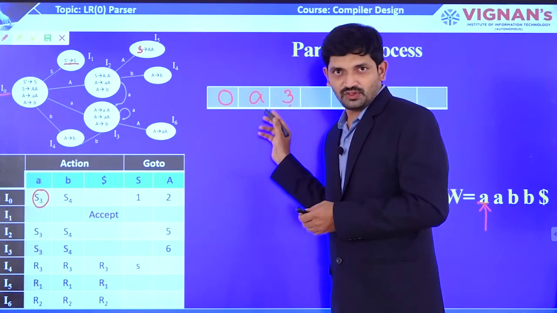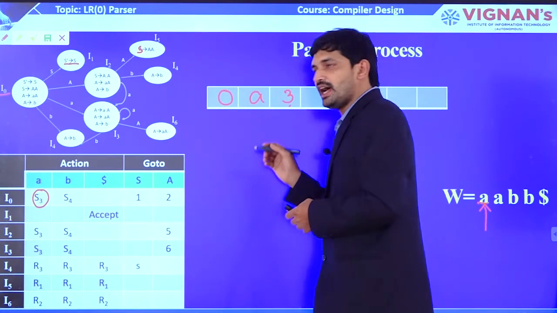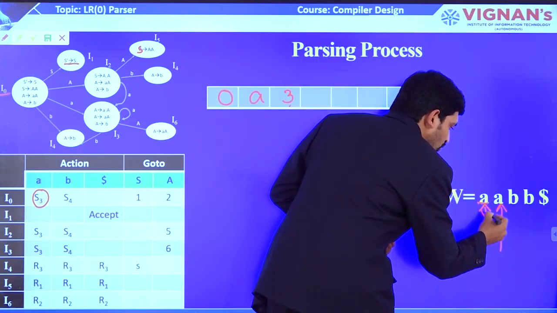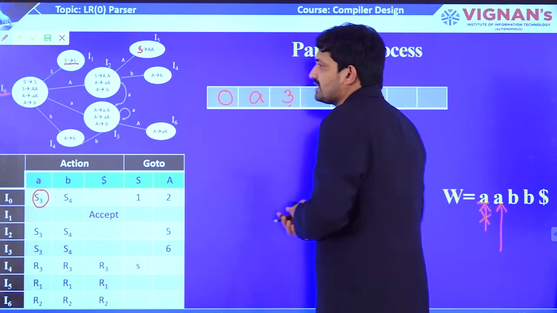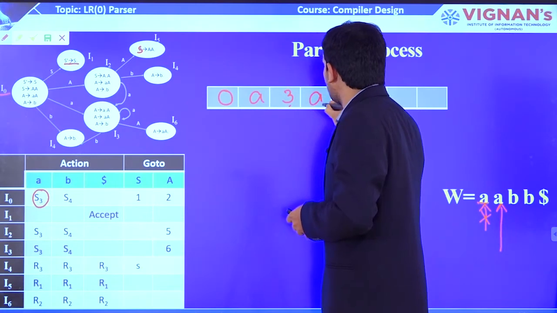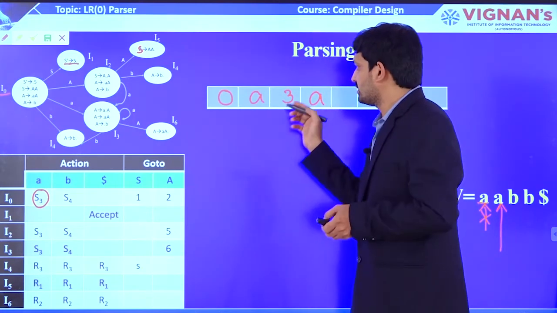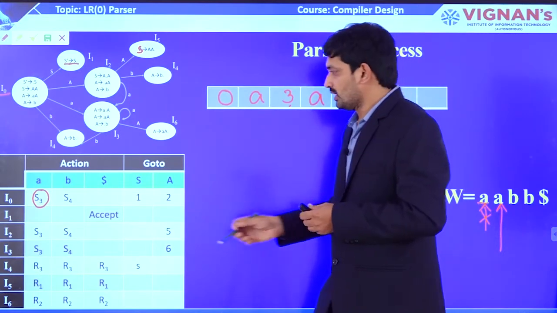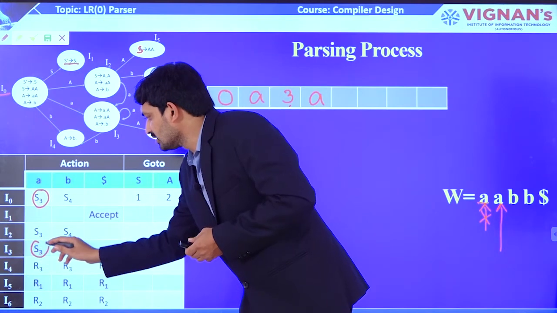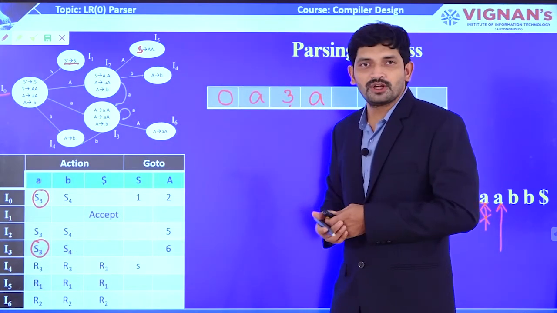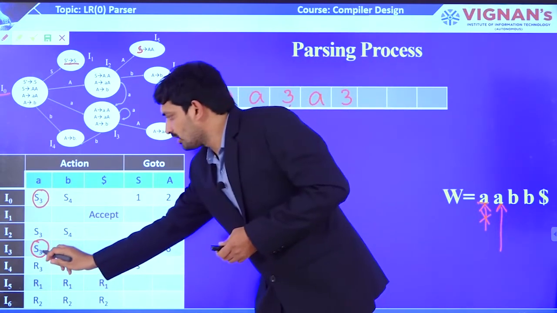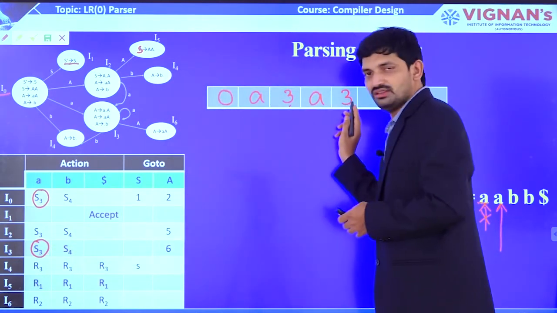Then when a shift operation is performed, immediately I have to increment my lookahead pointer. So, now my lookahead pointer is pointing to the second a. Okay. Then now I have to write a here. Now check what is 3 on a. Now go for I3. Okay, I3 on a is S3. So again I am going to perform the shift operation. So again write 3 here because the operation is S3.